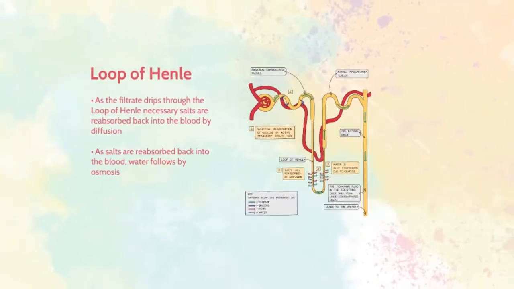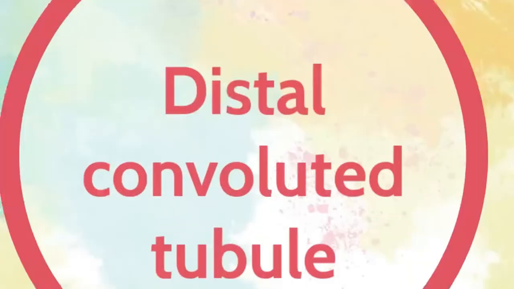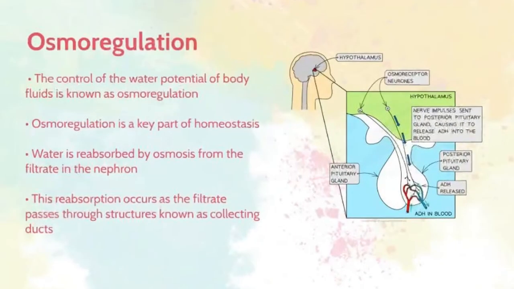And then the final structure is the distal convoluted tubule and the collecting duct. In the distal convoluted tubule and collecting duct, water naturally moves out by osmosis, since they at this point are very concentrated with waste products. And this is the stage where we are actually able to regulate how much water our body loses. And this is called osmoregulation. So the control of the water potential of body fluids is known as osmoregulation. And this is a key part of homeostasis.